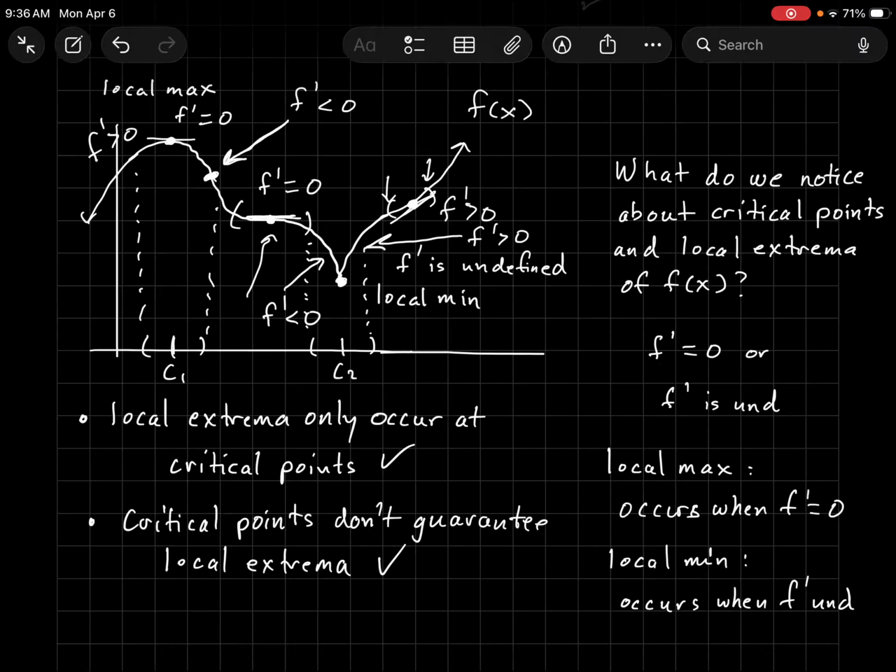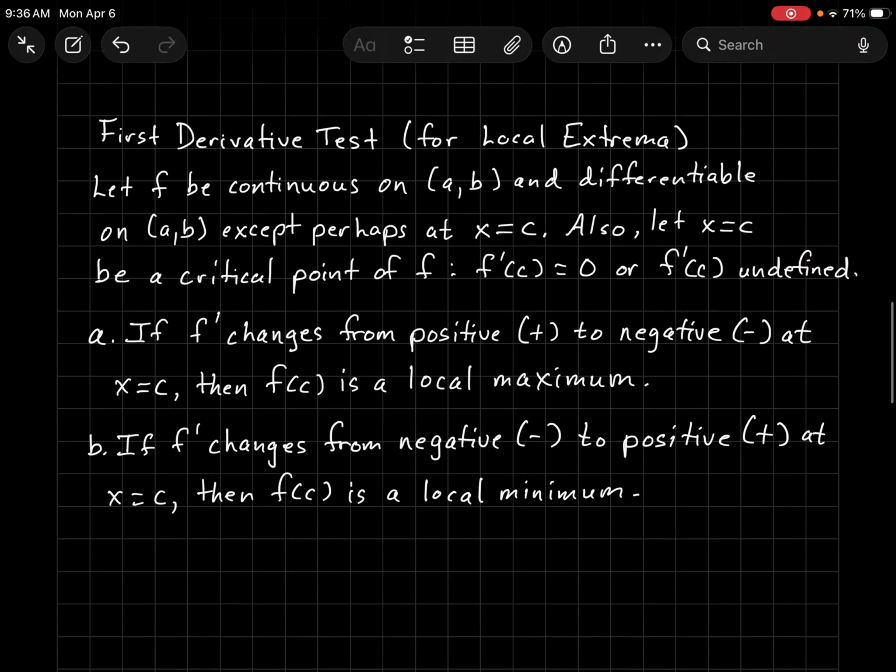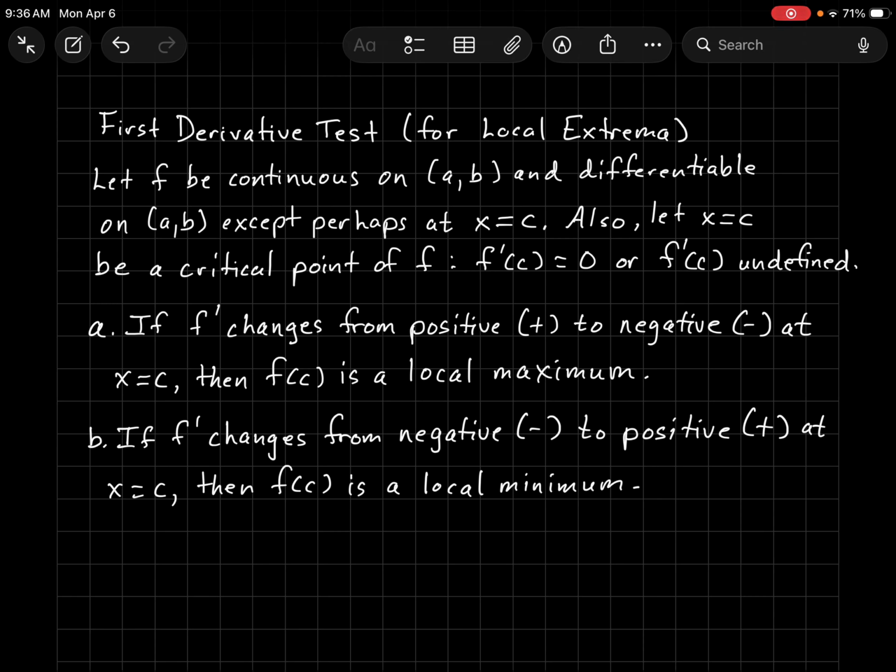So we formalize this in the following way. We call this the first derivative test, in parentheses for local extrema. Some conditions: let f be continuous on the open interval a to b, and differentiable on that open interval, except perhaps at x equals c, and let x equals c be a critical point of f, meaning f prime is 0 or f prime undefined.